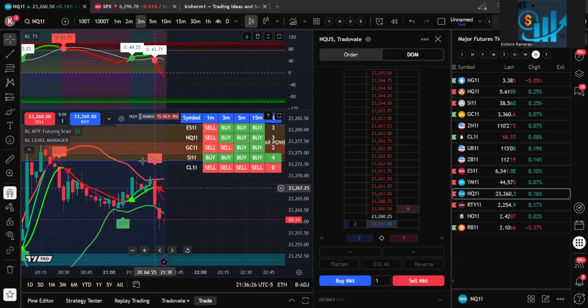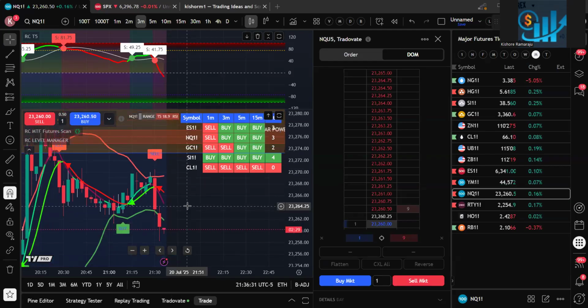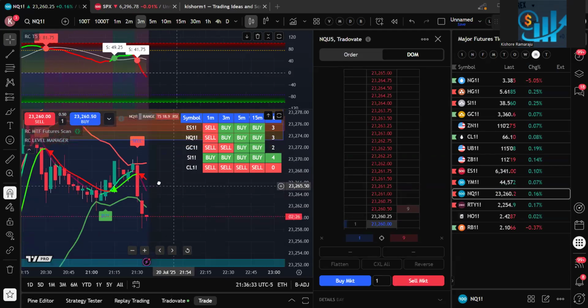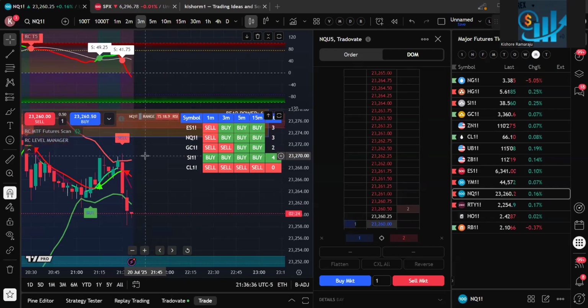So if we get a buy again on NQ, we can enter long one more time. You take the long, and whenever it goes to the top, you take the profits.